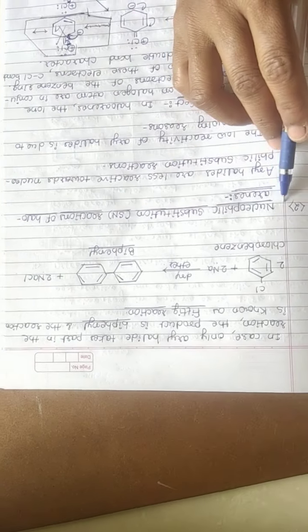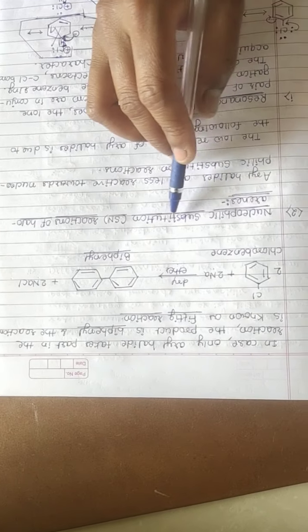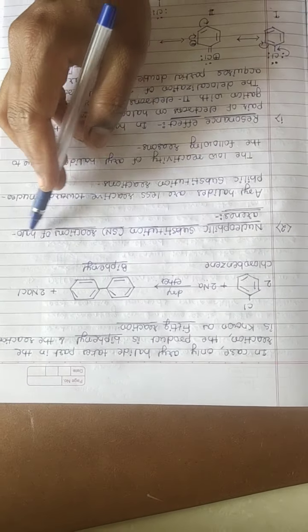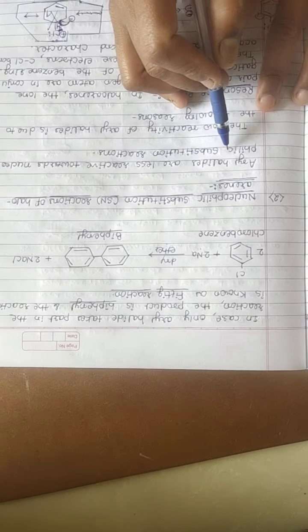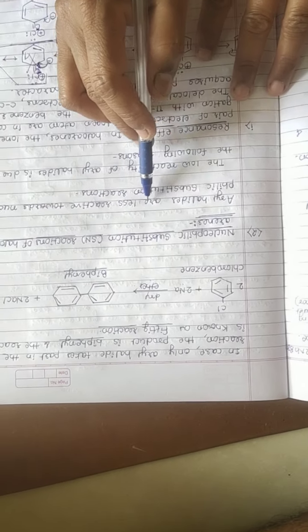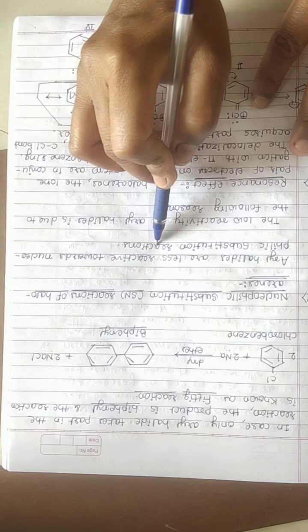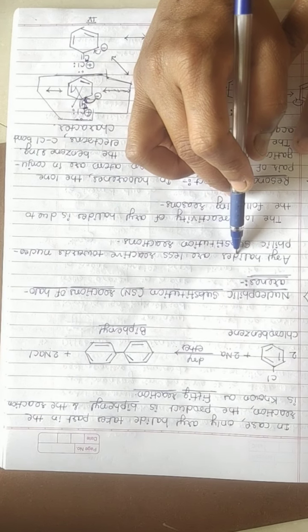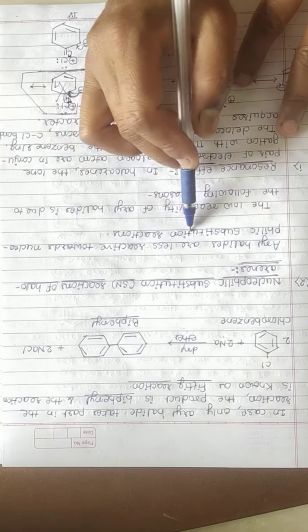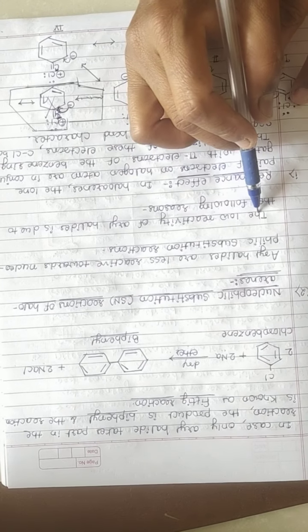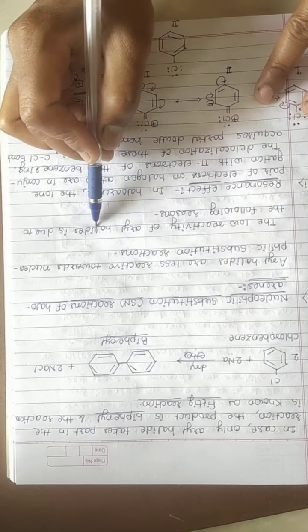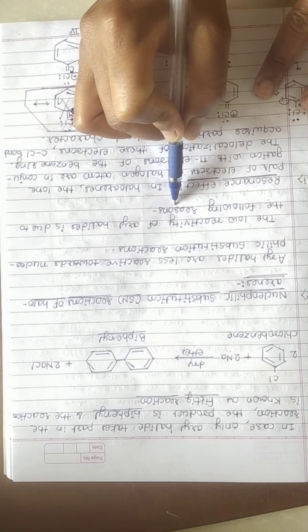The next reaction of haloarenes is nucleophilic substitution reactions of haloarene. Aryl halides are less reactive towards nucleophilic substitution reaction. Aryl halides do not easily undergo nucleophilic substitution reaction. The low reactivity of aryl halides is due to the following reasons.